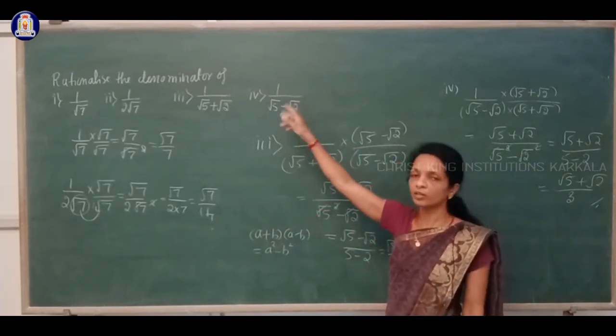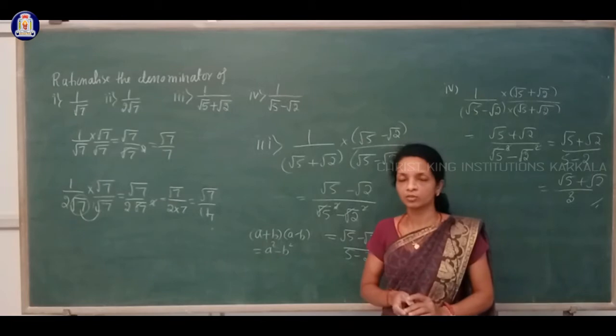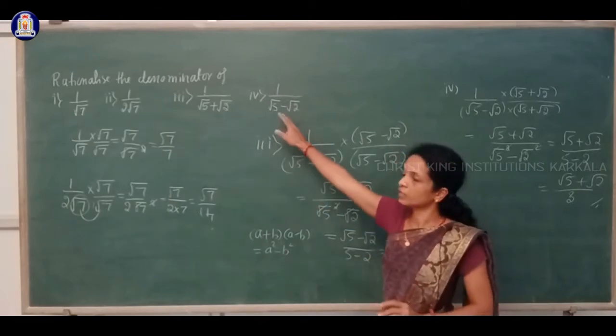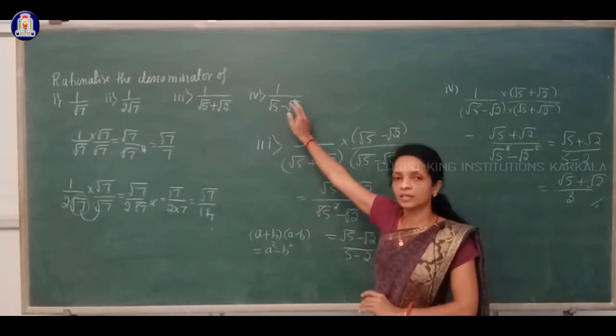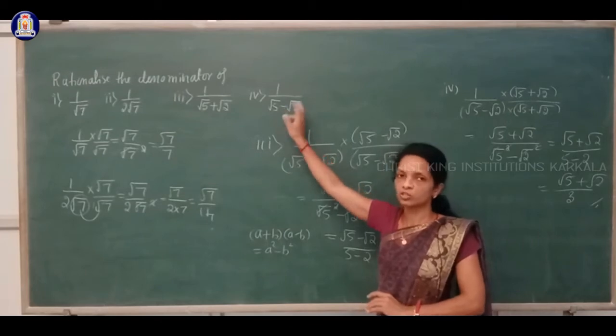Okay. For a given irrational number, how do you write a rationalizing factor? You have to see it like this. The first term you have to write as it is, and the second term you have to write by changing the sign.